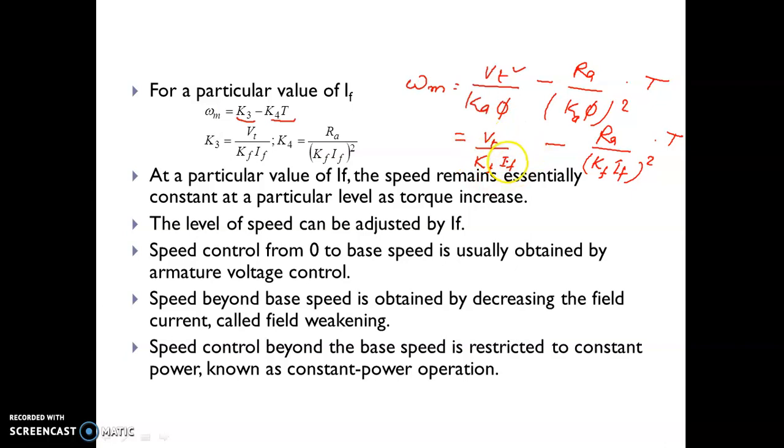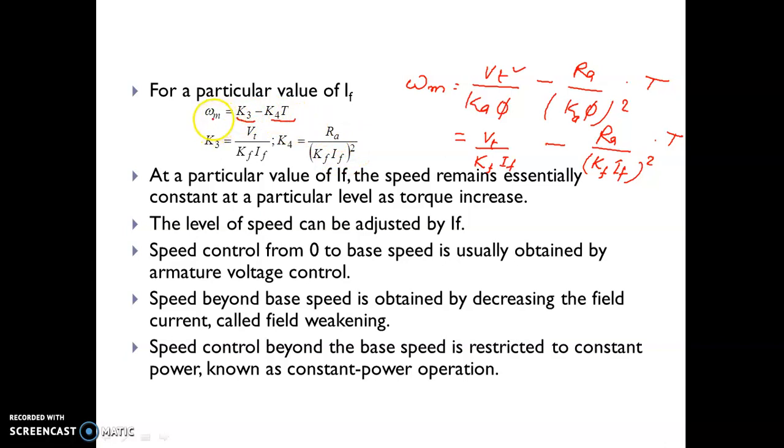For a particular value of field current, suppose it is 5 ampere, I am keeping it fixed, so terminal voltage is also fixed. So this whole part will be constant. That is why it is written here as K3. And in K4, Ra is constant, so this part is also fixed. So this value is constant.